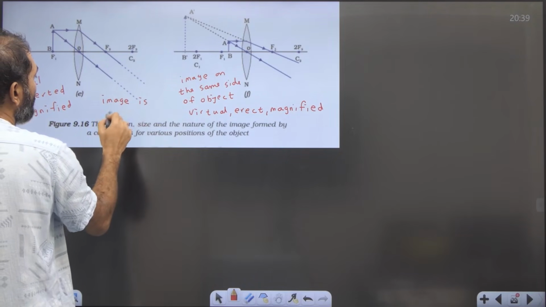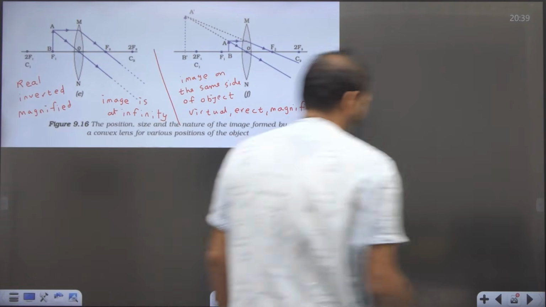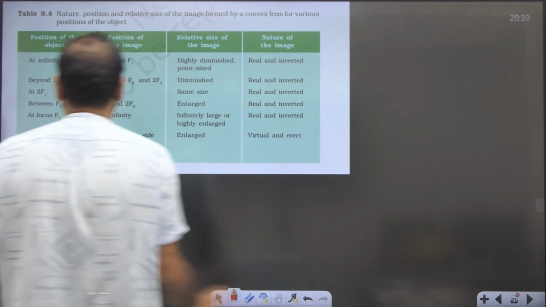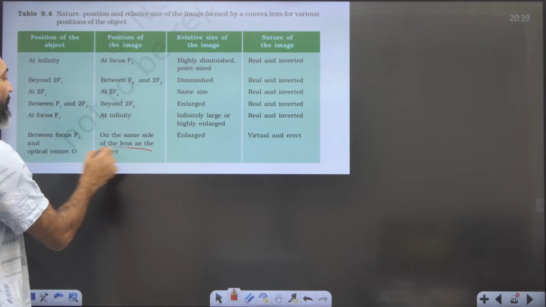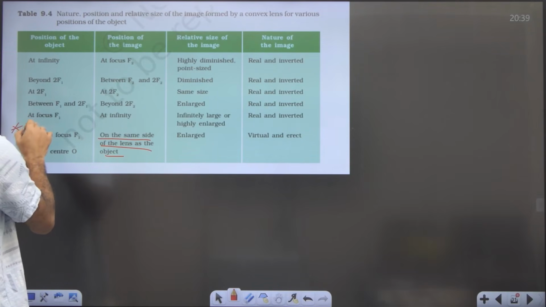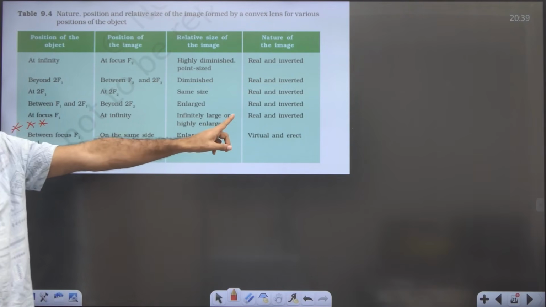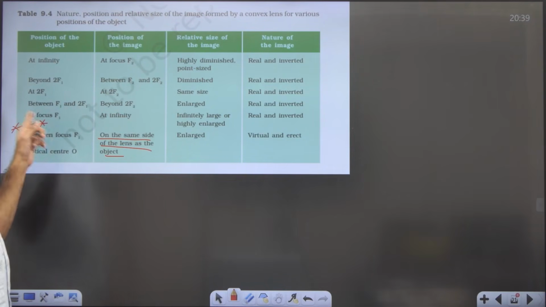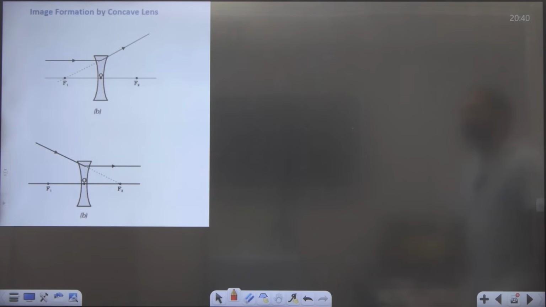Image is at infinity. Image at infinity, infinitely larger, highly enlarged, real and inverted. Then the special case between f1 and optical center on the same side of the lens as the object. Very important case, special case. Enlarged, virtual and direct. So convex lens forms virtual and direct image only in one case, when the object is between focus f1 and optical center O.